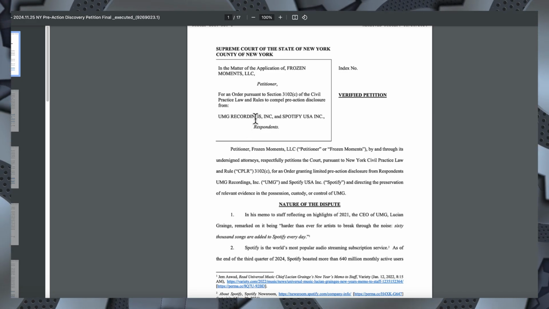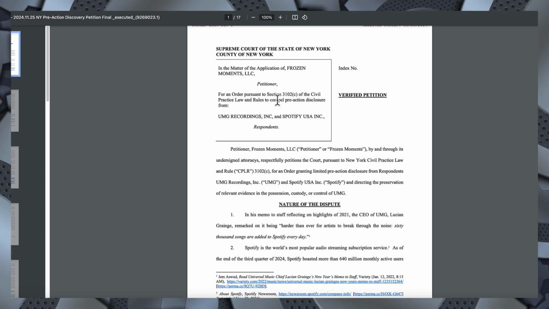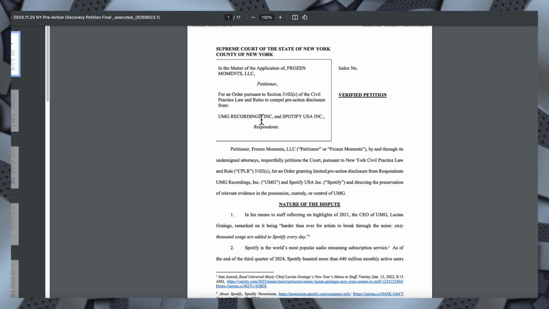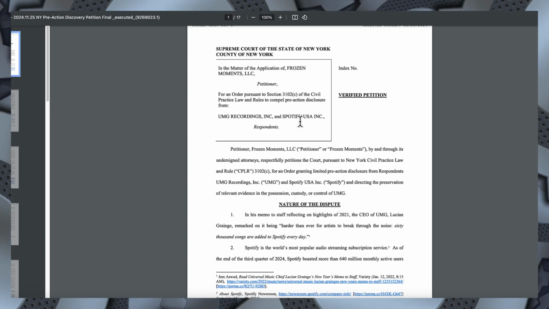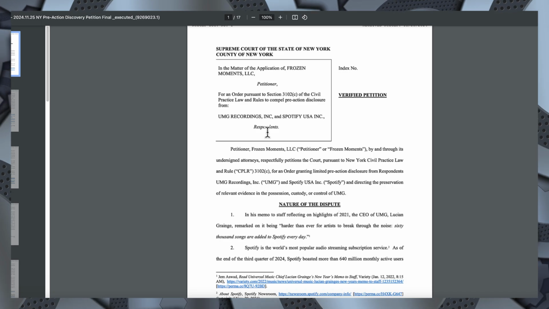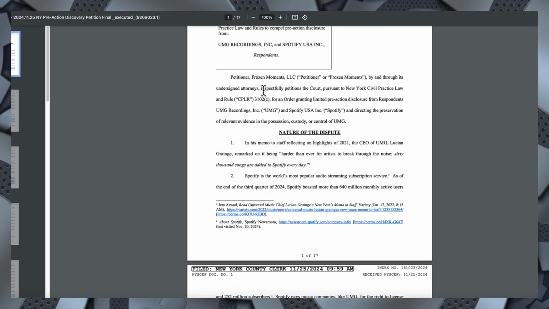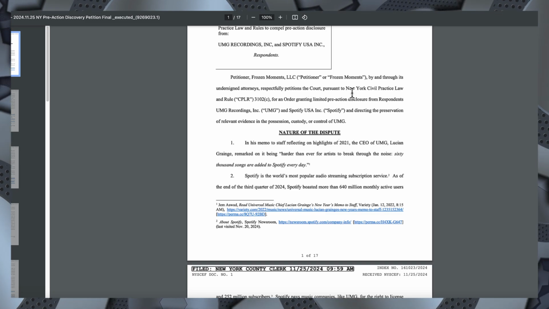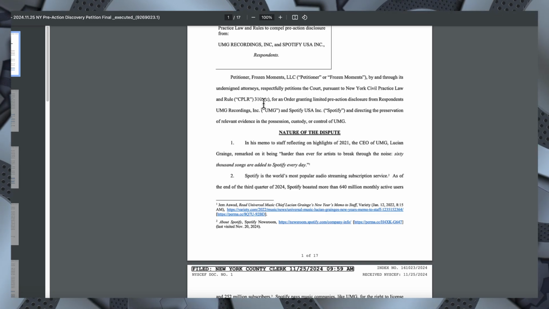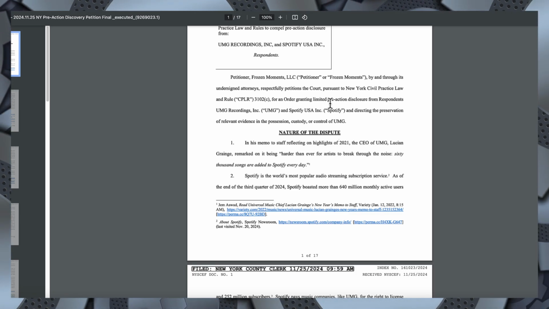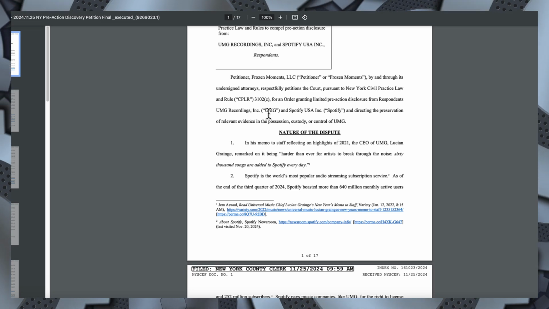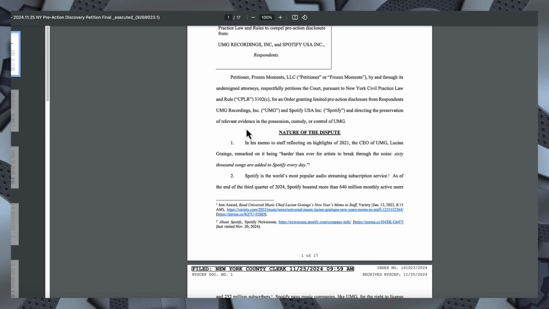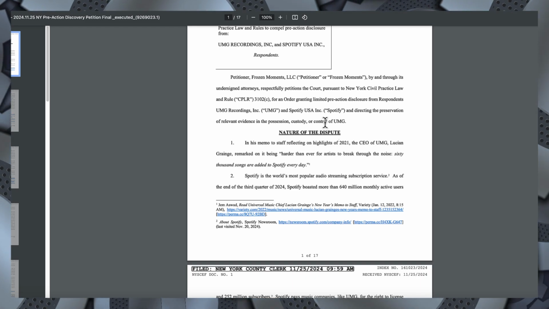So it says, for an order pursuant to Section 3102(c) of the Civil Practice Law and Rules to compel pre-action disclosure from UMG Recordings Incorporated and Spotify USA Incorporated, respondents. So this is just a petition. It's a verified petition that was filed. Petitioner Frozen Moments LLC, by and through its undersigned attorneys, respectfully petitions the court pursuant to New York Civil Practice Law and Rules CPLR 3102(c) for an order granting limited pre-action disclosure from respondents UMG Recordings Incorporated (UMG) and Spotify USA Incorporated (Spotify), and directing the preservation of relevant evidence in the possession, custody, or control of UMG.